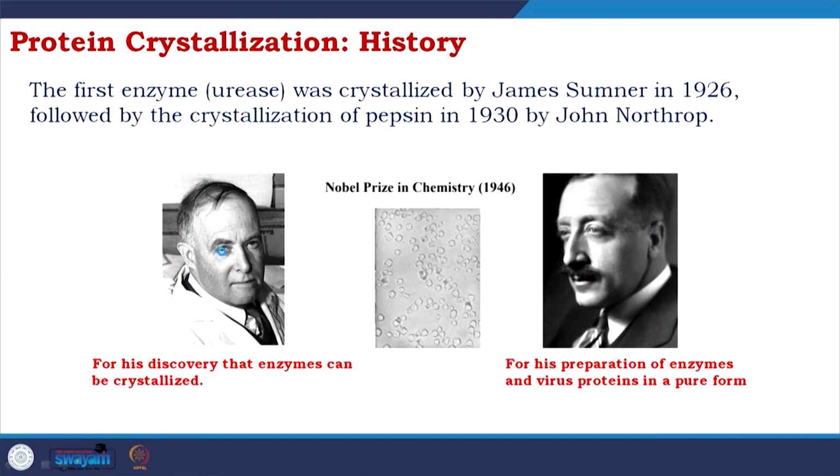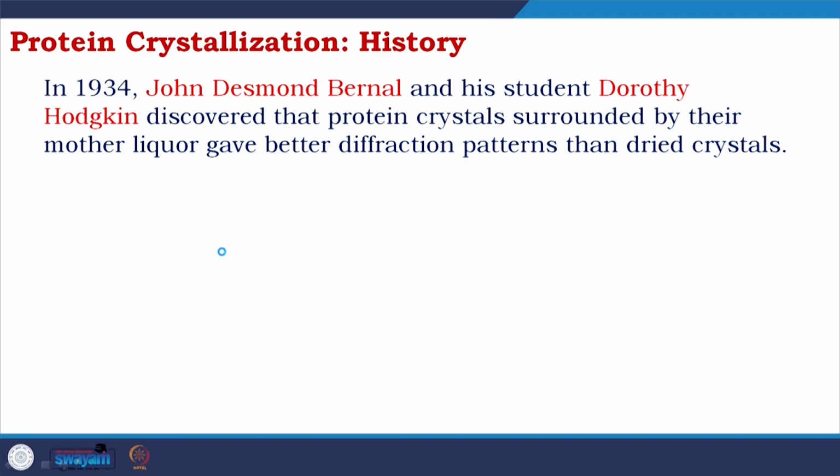And then Northrop, for the preparation of enzymes, and more importantly, he worked on viruses and introduced virus proteins in pure form. In 1934, John Desmond Bernal and his student Dorothy Hodgkin discovered that protein crystals surrounded by their mother liquors gave better diffraction patterns than dried crystals. Up to then, people didn't understand how to continue the process. They found that it is the mother liquor, I will talk about mother liquor further, that would be helpful.